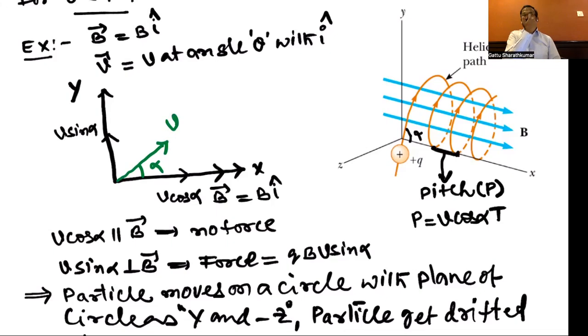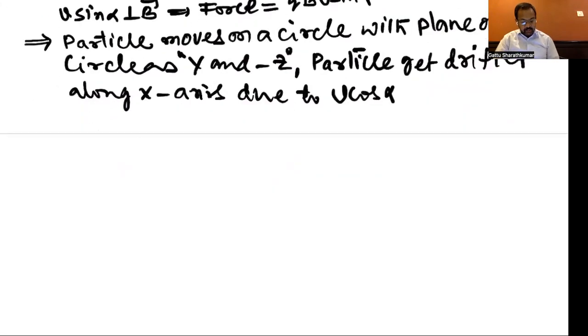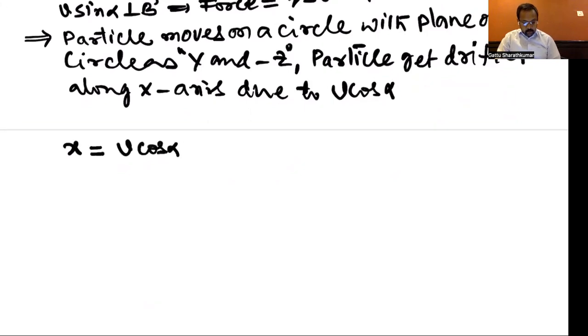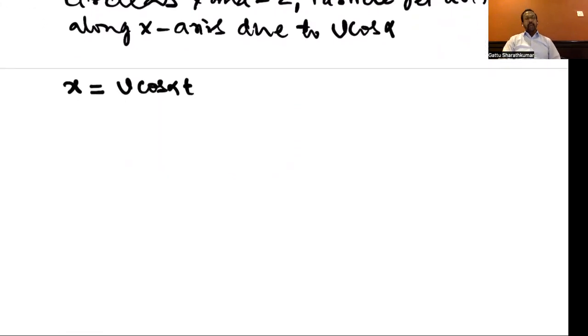Now, to find out those three, first of all, we'll try to find out X, that is displacement along x-axis. Displacement along x-axis is nothing but what? There is no acceleration along x-axis and speed cannot be changed. So V cos alpha into T is your X displacement. And to find out the Y and Z displacements, we'll try to see how it moves in the YZ plane. As we discussed, it will move on a circular path in the plane Y and negative Z.